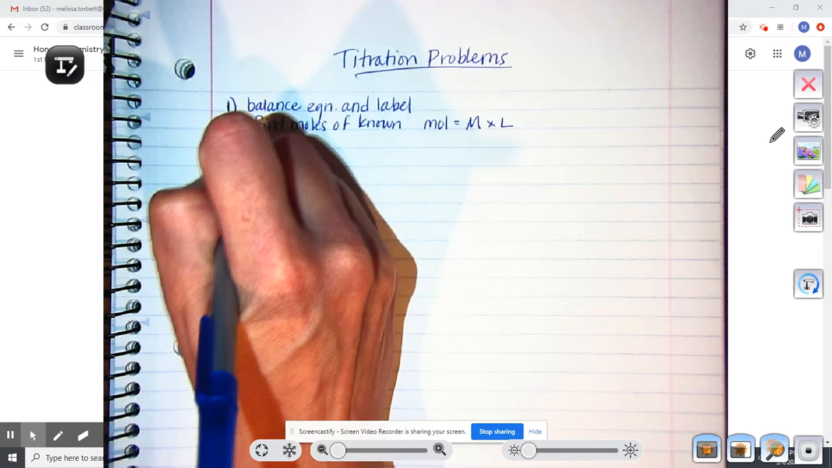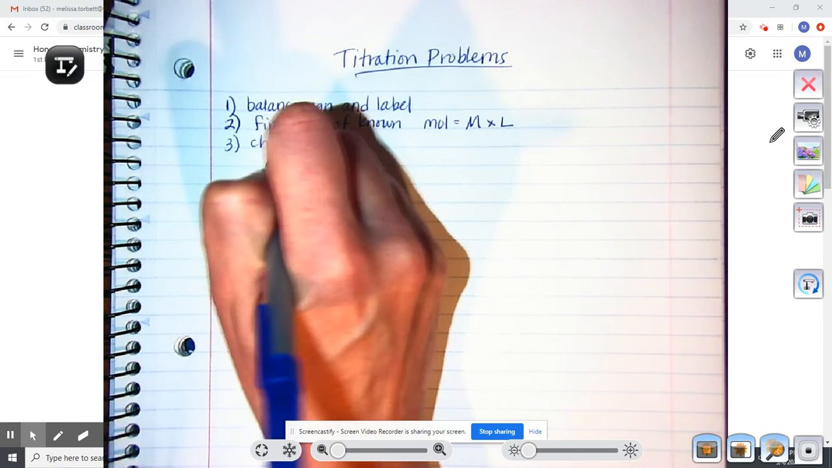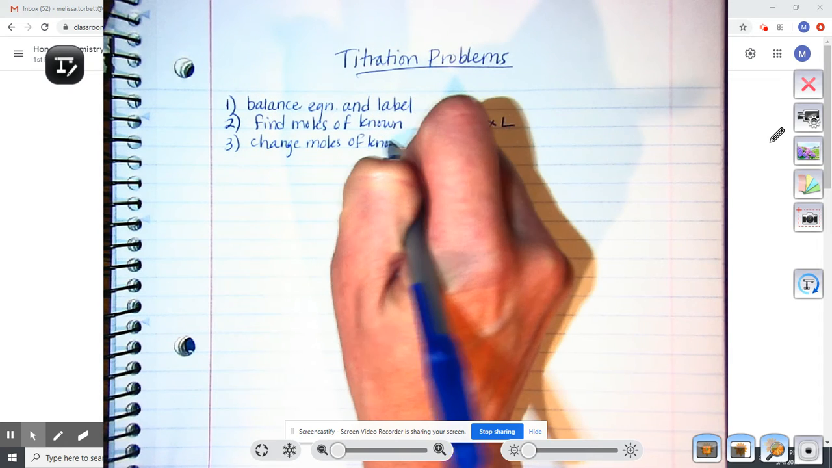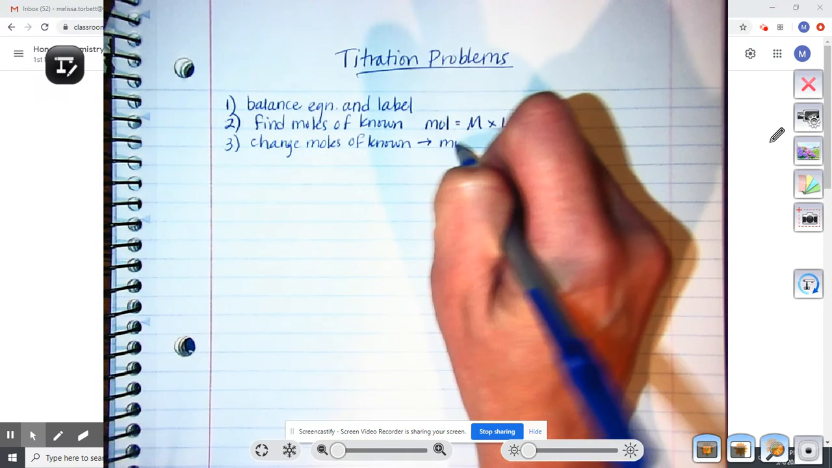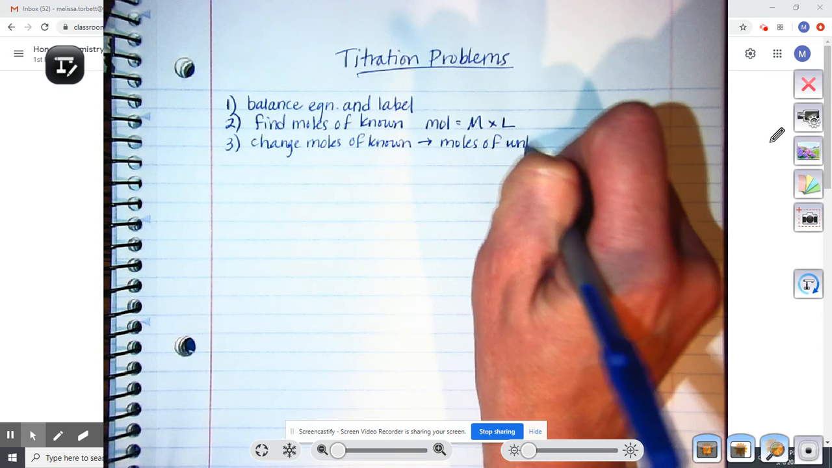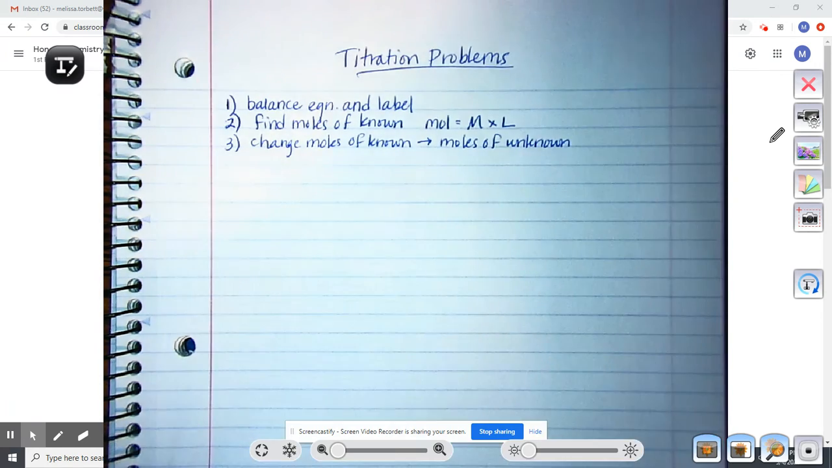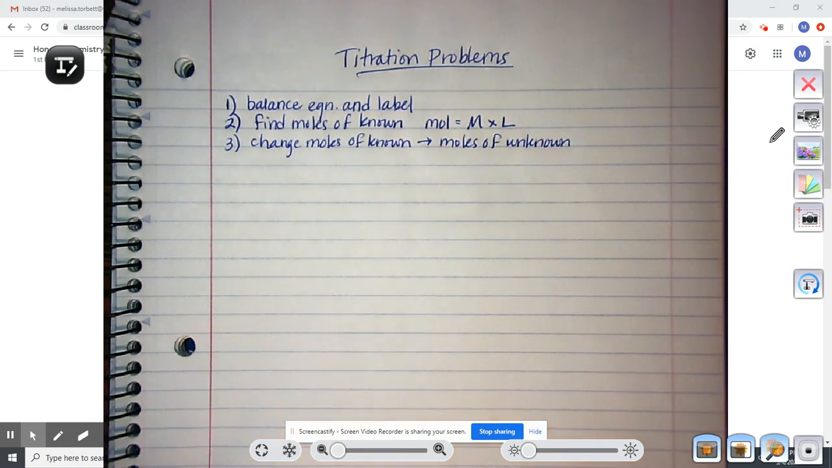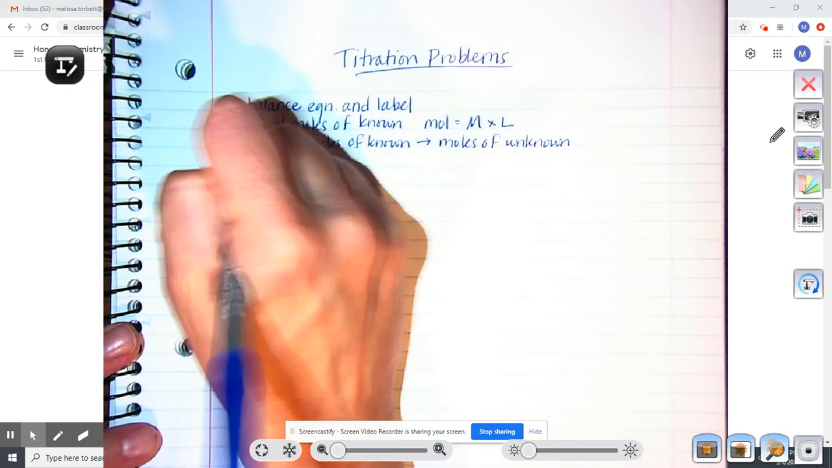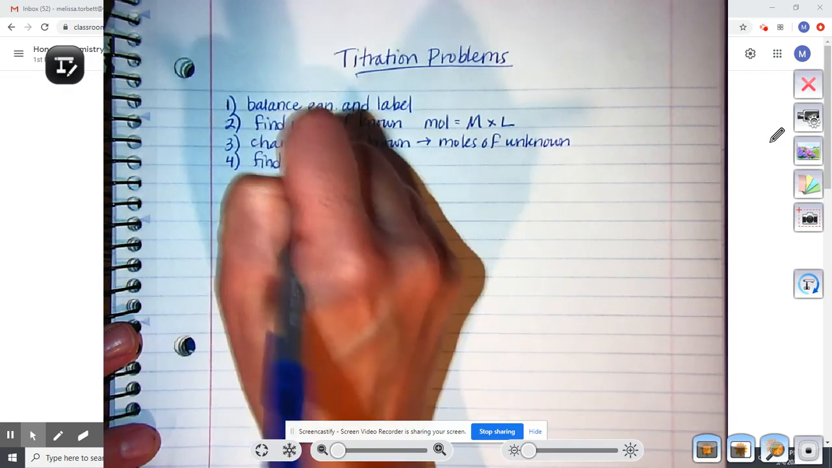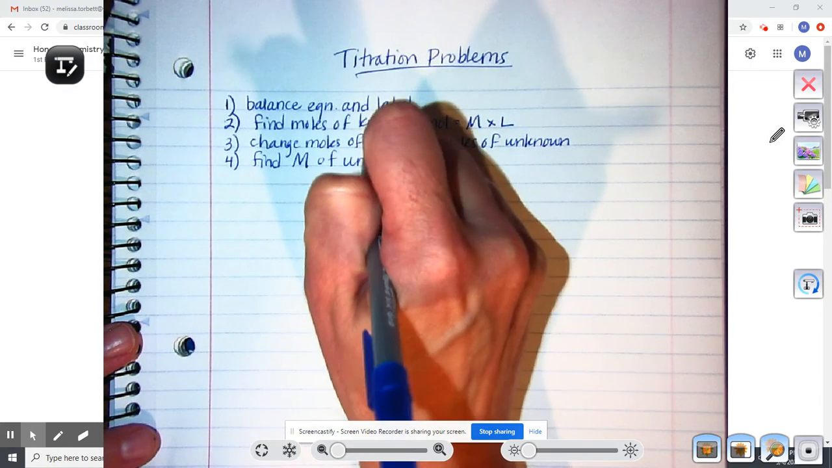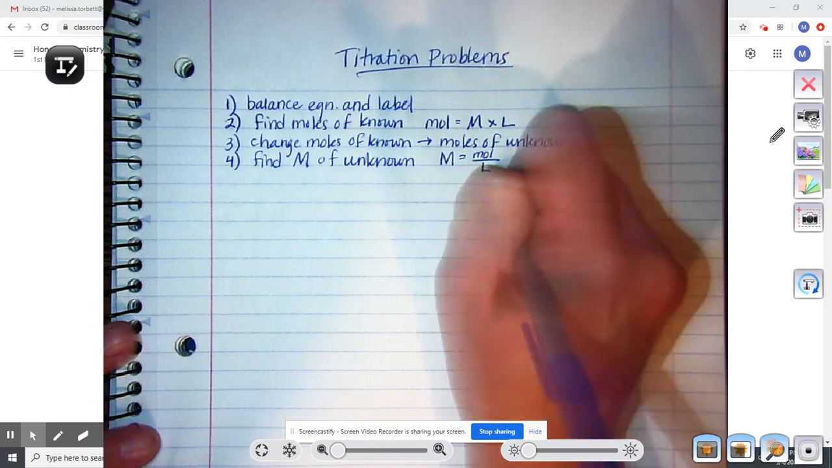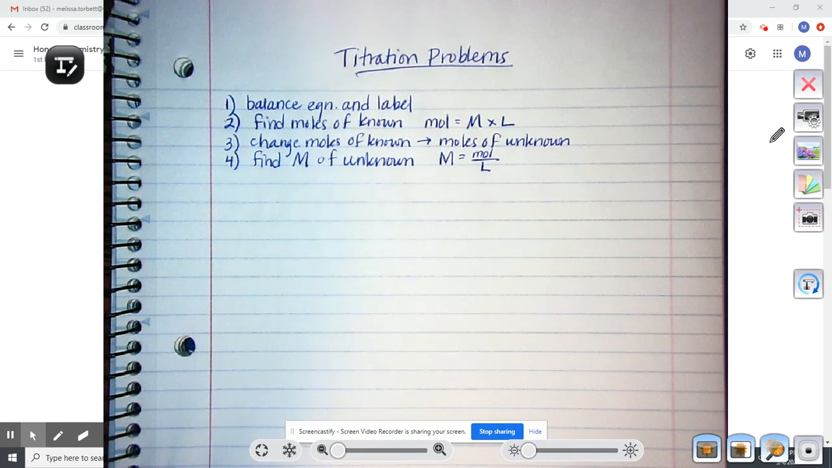And then step 3 is we're going to change moles of known to moles of unknown. Okay, and that's going to be our little mole to mole problem. You'll see how ridiculously easy that's going to be. And then the last step is going to be find big M of the unknown, and that's M equals moles over liters. Okay, so you're going to see just how easy this is going to be.